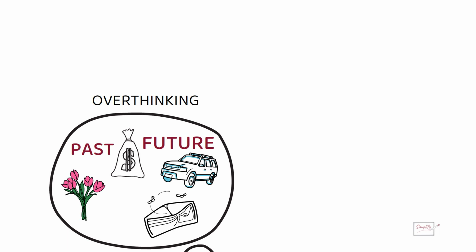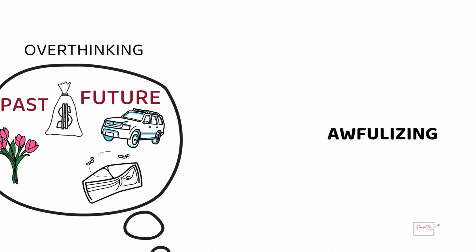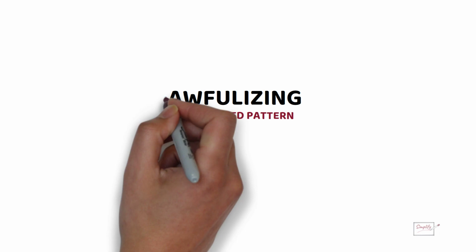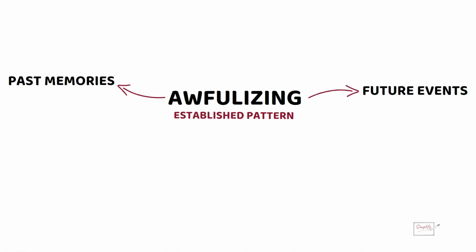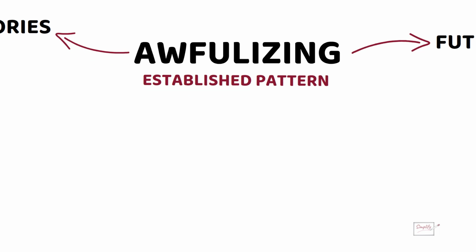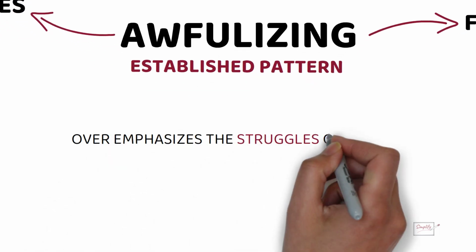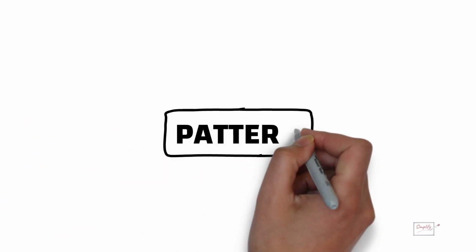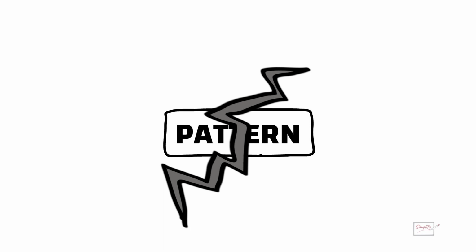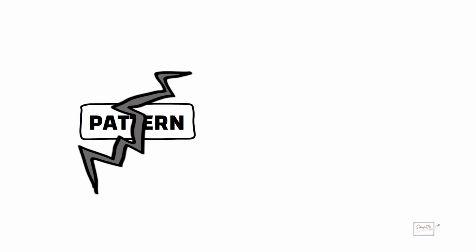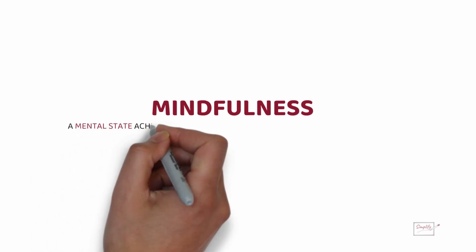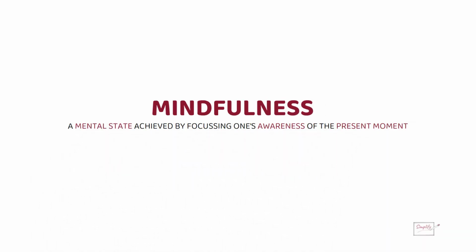It's what people call overthinking and researchers call awfulizing. There's an established pattern in the subconscious mind geared towards awfulizing past memories and future events. It's a harmful pattern that overemphasizes the struggles of the past and anticipates anxiety towards the future. Don't allow yourself to be a slave to the pattern. You need to break the pattern and become alert of where you are at that moment in time. It's called mindfulness, a mental state achieved by focusing one's awareness of the present moment.